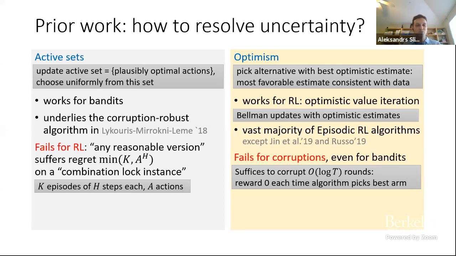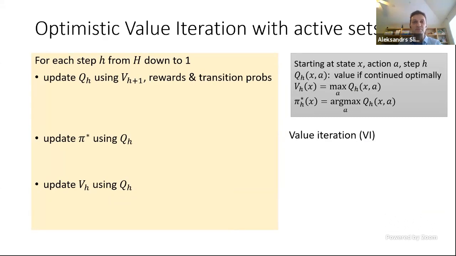Active sets works great in bandit land, but fails for RL. I mean, it works well for corruptions, but fails for RL. And optimism works great for RL, but fails for corruptions. So in the rest of the talk, I'll quickly go over the main ideas. The starting idea is to marry optimistic value iteration with active sets, and I'll explain it one by one.